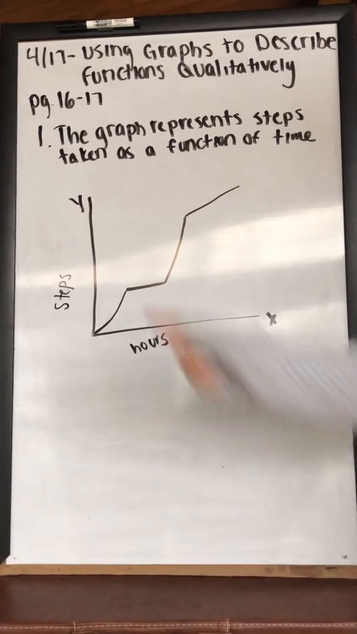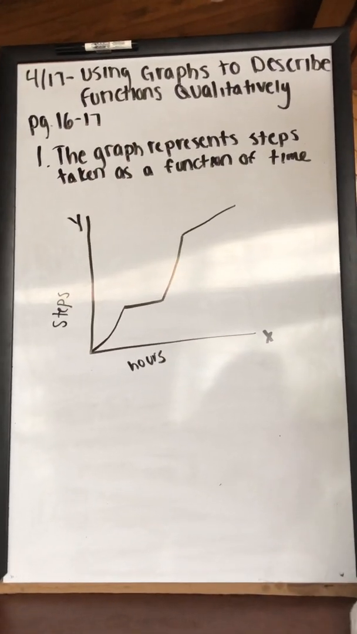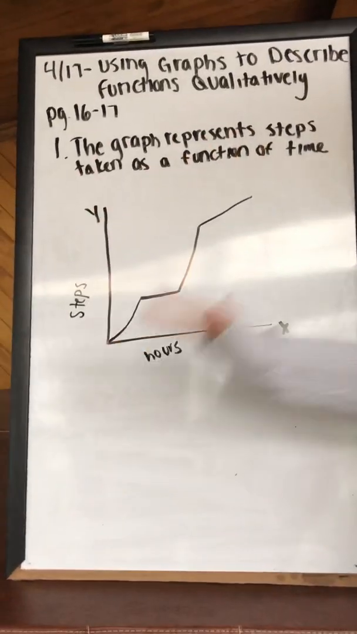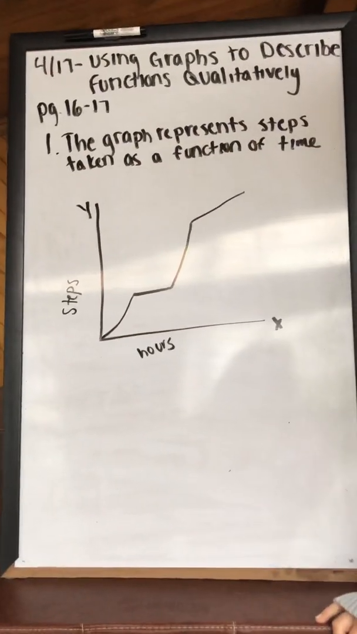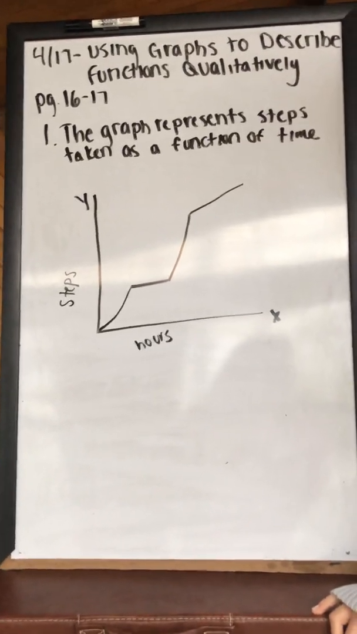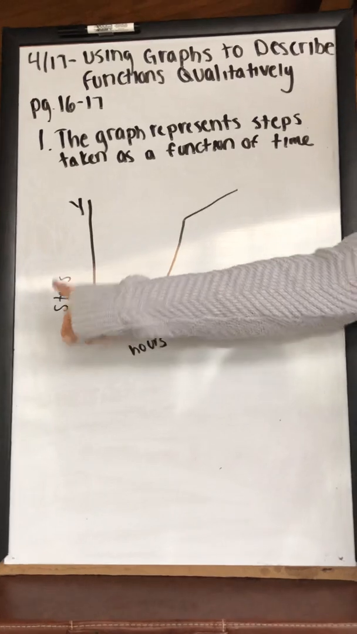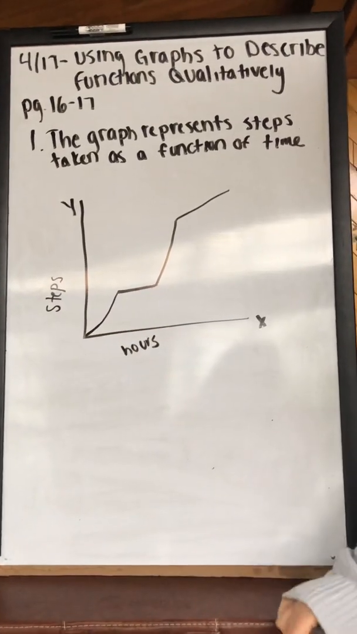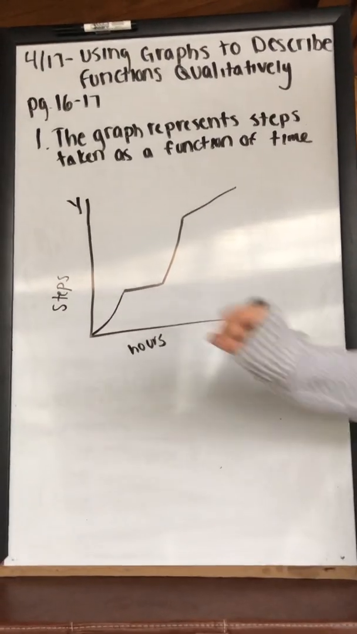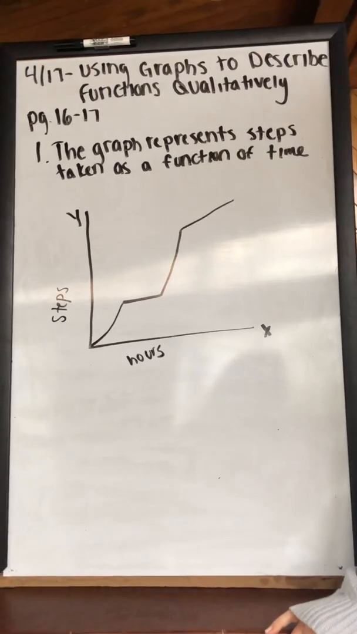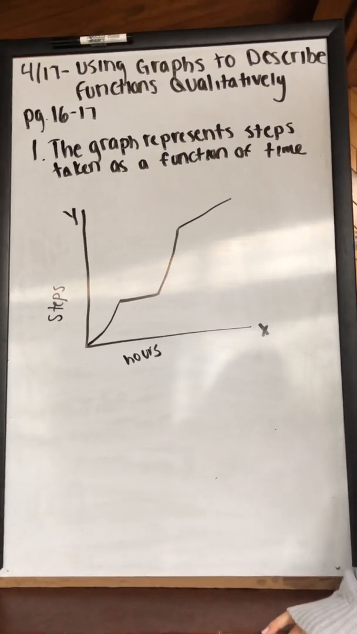So number 1, we have the graph represents steps, take it as a function of time. I tried to draw the graph as close to what the paper looked like as possible. So we're comparing two things. We have steps over time in hours, and we have different sections of the graph. What I think is going to be easiest to do this is if we label each section of the graph.